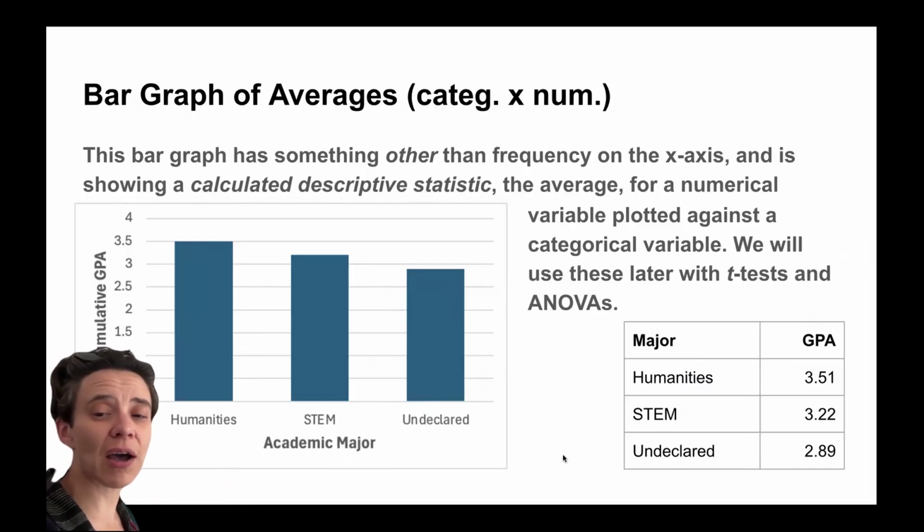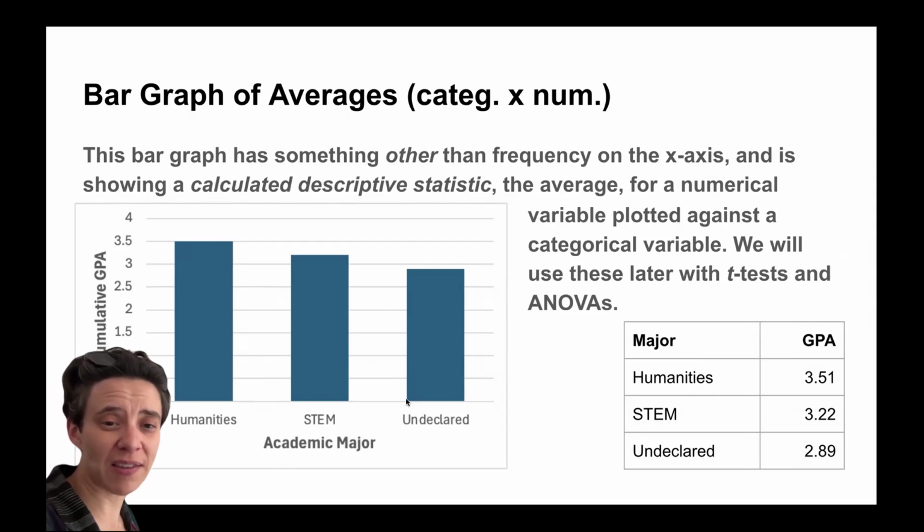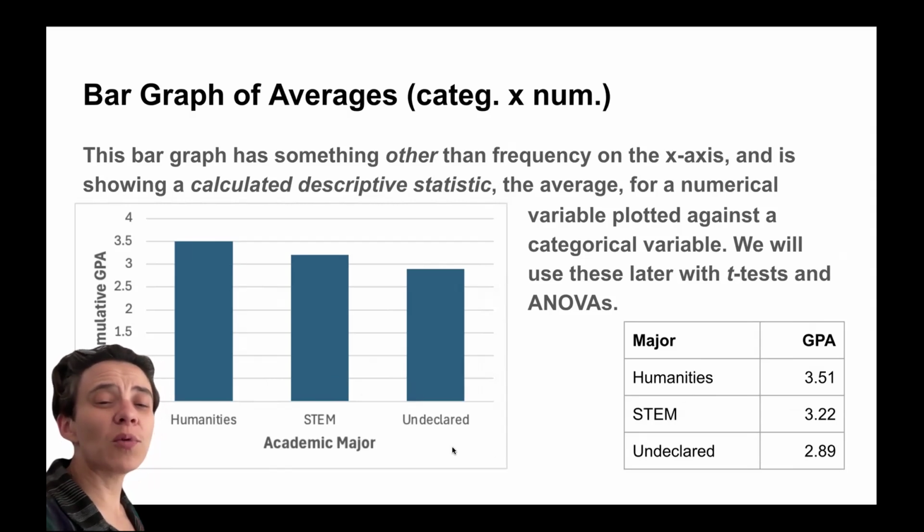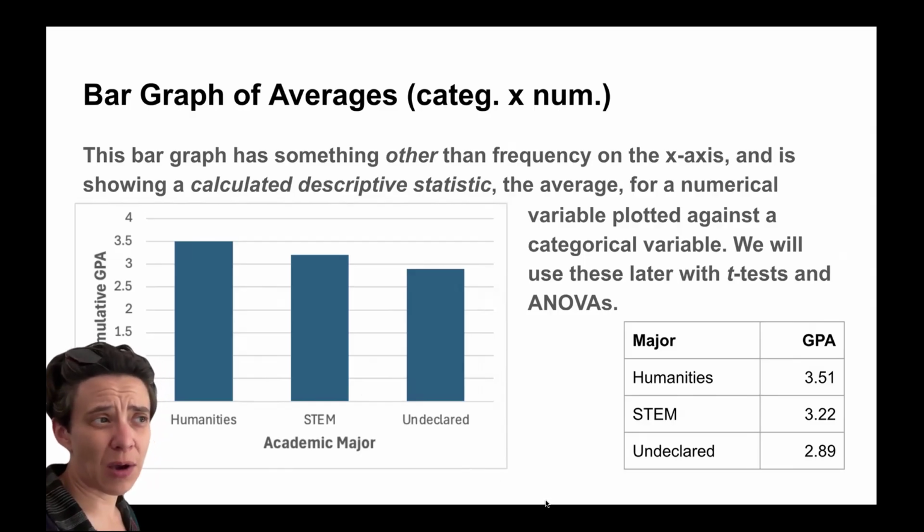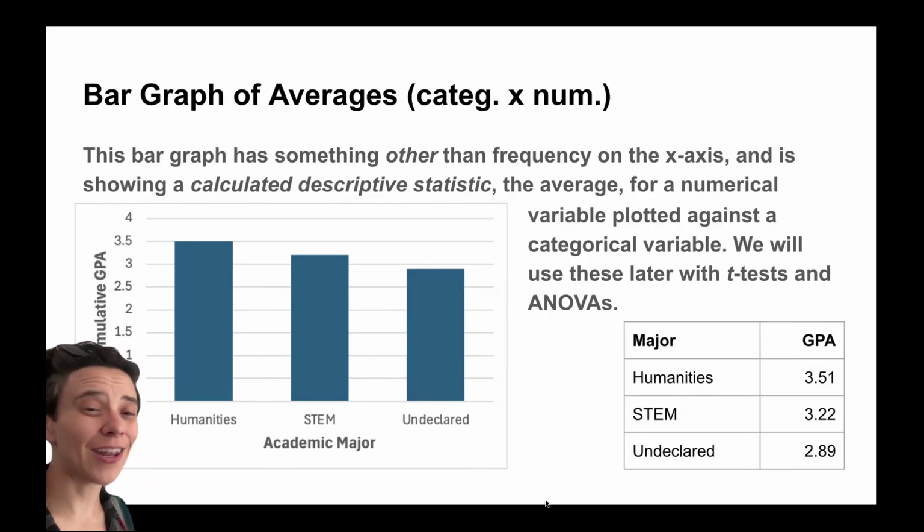It's easiest to first calculate the averages, which again, we'll get to in a couple of sections, and then put them in a little table like this to graph it. We will use these when we're showing results from t-tests and ANOVAs.